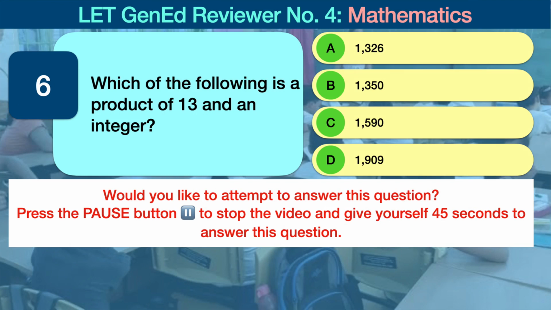Problem number 6. Integers. Which of the following is a product of 13 and an integer? A. 1326. B. 1350. C. 1590. D. 1909.